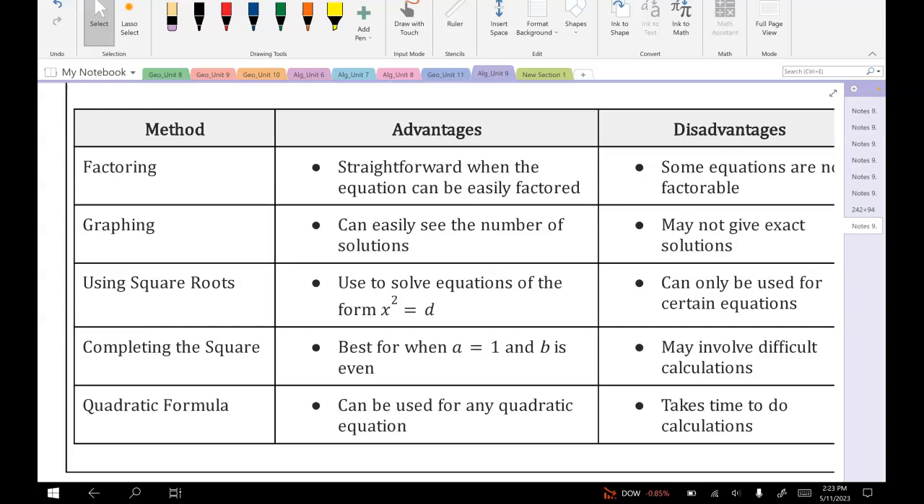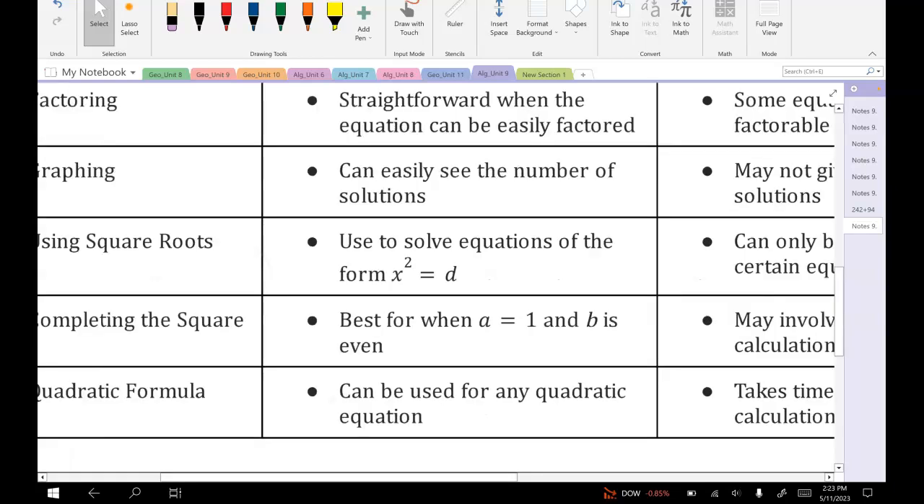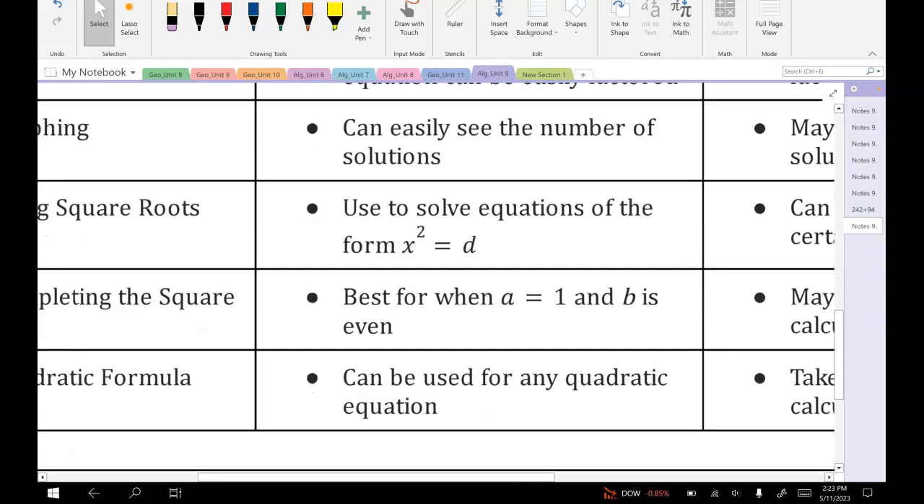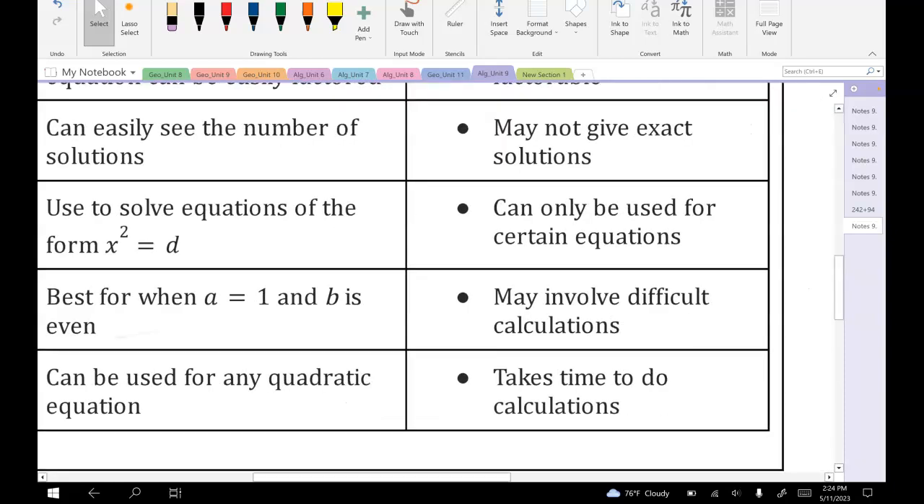Using square roots was another one we did recently. We use square roots to solve when we had an x squared equal to a number, or when we had a coefficient in front of our number, and we just took the square root of both sides. So we got x by itself. It would say x is equal to plus or minus whatever number we get. That works a lot if we always just have an x squared. One instance where it would not work is if we had an x squared and also an x term. So this can only be used for certain equations, equations that only have x squared in them.